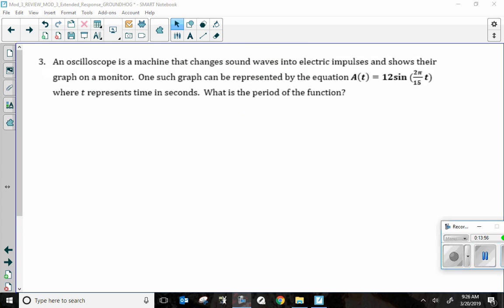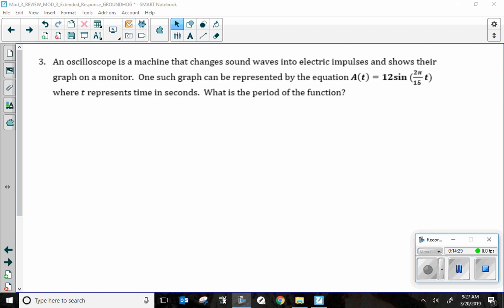Okay, number 3, we don't have to graph anything anymore, which is a lot of work. An oscilloscope is a machine that changes sound waves into electric impulses and shows their graph on a monitor. One such graph can be represented by the equation A of t equals 12 sine of 2 pi over 15 t, where t represents time in seconds. What is the period of the function?